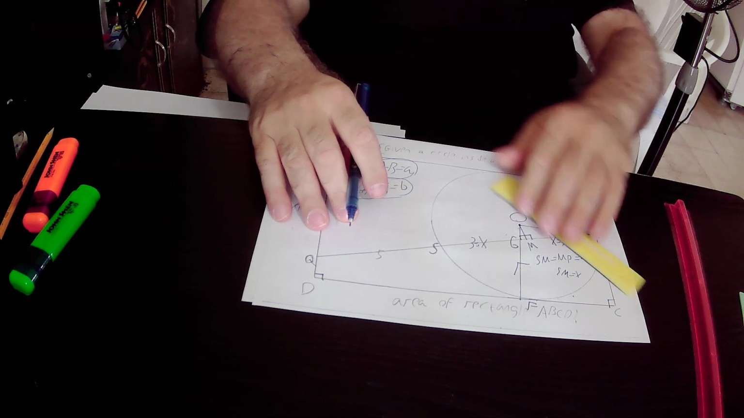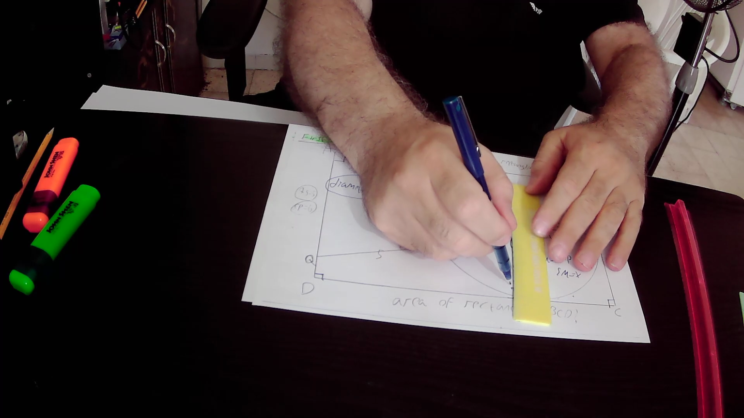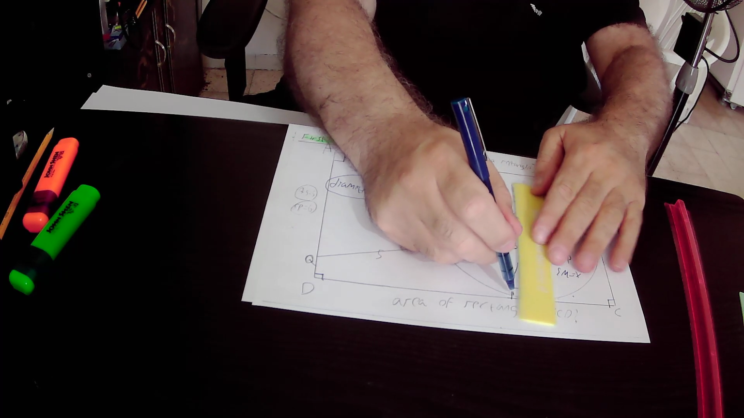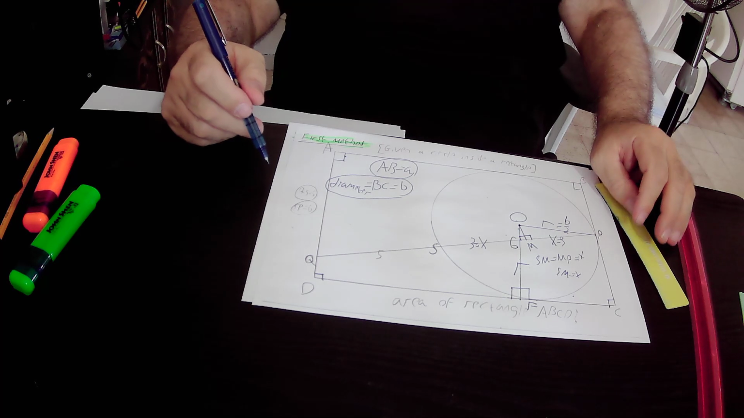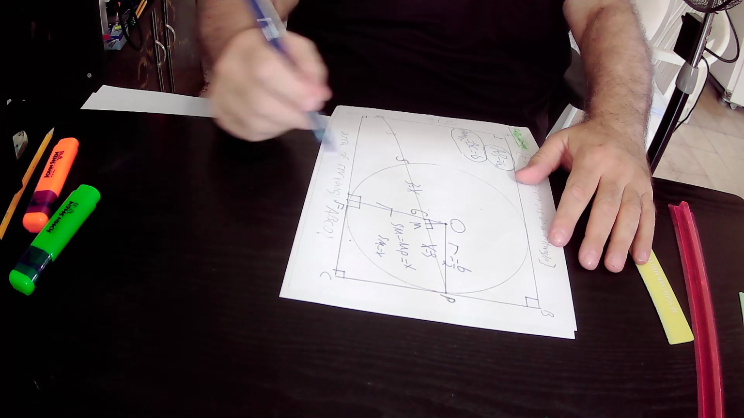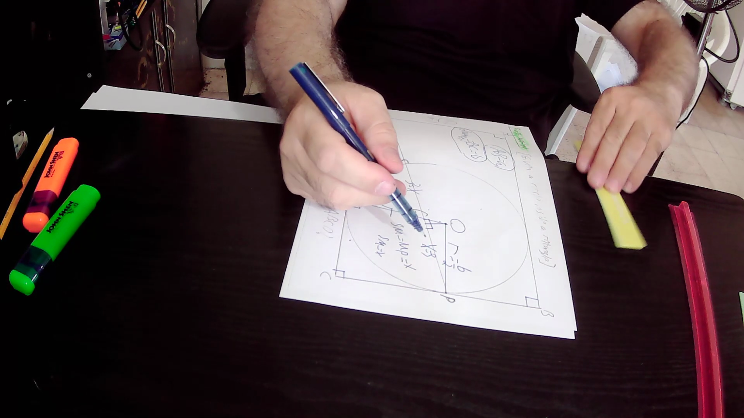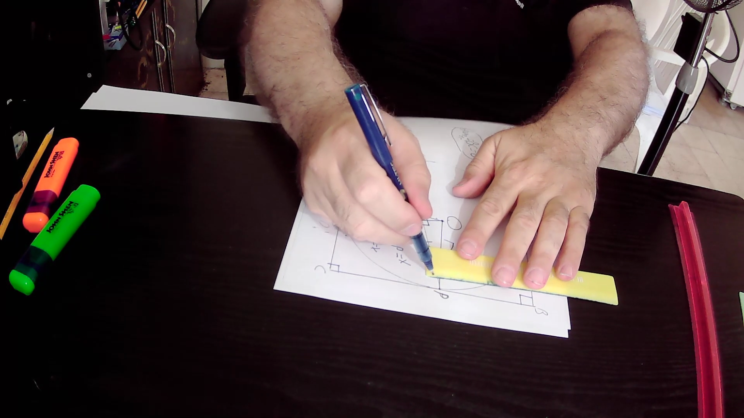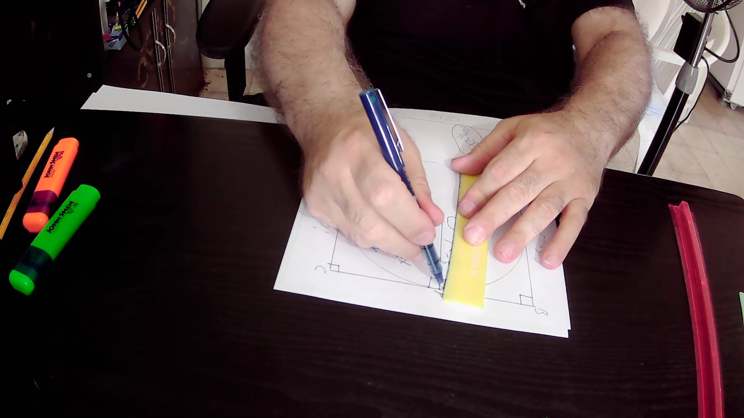We have the radius OF that is drawn to the point of tangency. Therefore, according to rule number 1, a tangent to a circle is perpendicular to the radius drawn to its point of tangency. This angle equals 90 degrees, and this angle also equals 90 degrees. So here also we have the radius OP that is drawn to the point of tangency. Therefore, this angle equals 90 degrees, and this angle also equals 90 degrees according to rule number 1.